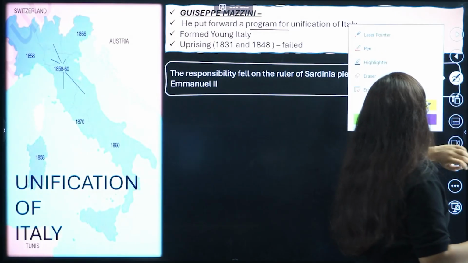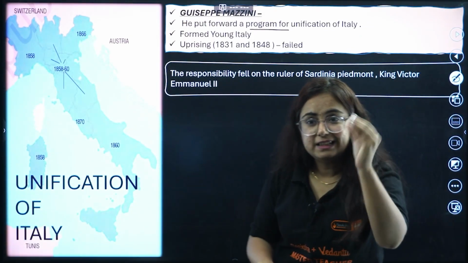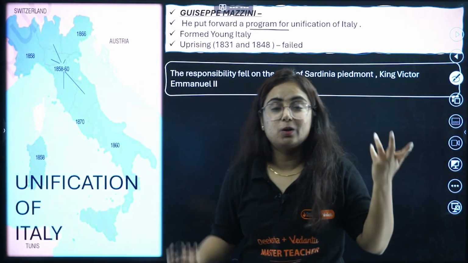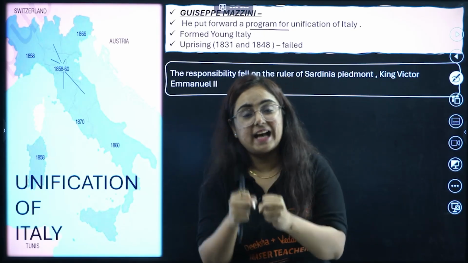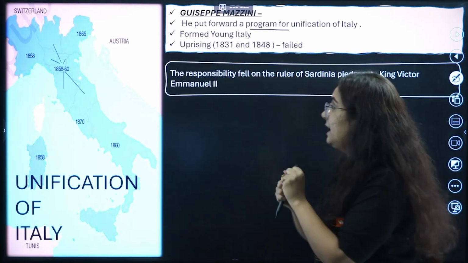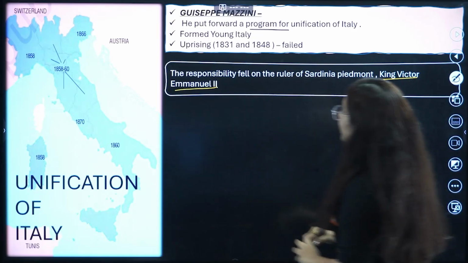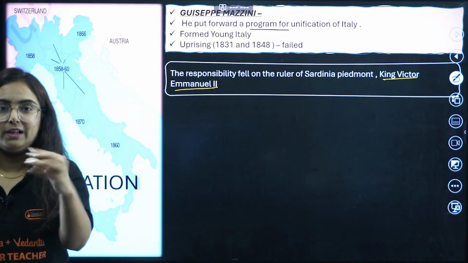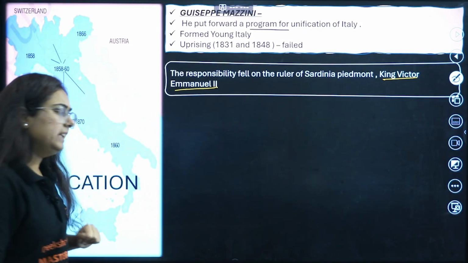So when these revolutions failed, the only person who is Italian in nature is whom? The ruler of Sardinia Piedmont. Pay attention, who? The ruler of Sardinia Piedmont, who was an Italian princely ruler, and his name is Victor Emmanuel II. So obviously, when the revolution started by Mazzini failed, the responsibility fell on Victor Emmanuel II. Can he alone do that?